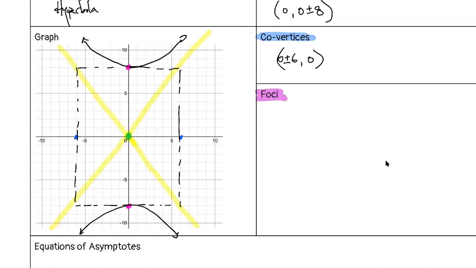Now we know the foci are further away from the center than the vertices. That's why we have c squared equals a squared plus b squared. And we fill in our numbers. We know our a is 6, a squared plus b squared. Oh, what a nice number. C squared equals 100 and c equals plus or minus 10. And so we can mark our foci here up at 0, 10 and down here at 0 comma negative 10.